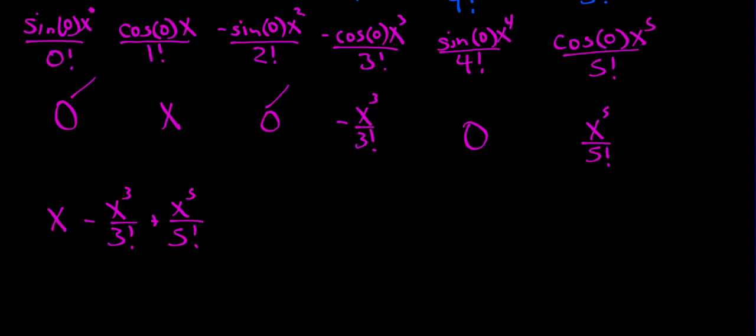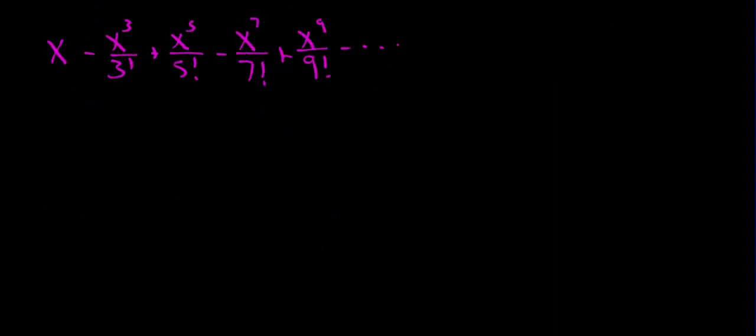And you can see, just looking at the pattern here, it looks like the next term is x to the seventh over 7 factorial, then x to the ninth over 9 factorial with a minus sign, and it goes on and on. And what we might want to do is write this in a more compact fashion using summation notation. Now notice this is the Maclaurin series expansion for sine, and notice these are all odd powers.